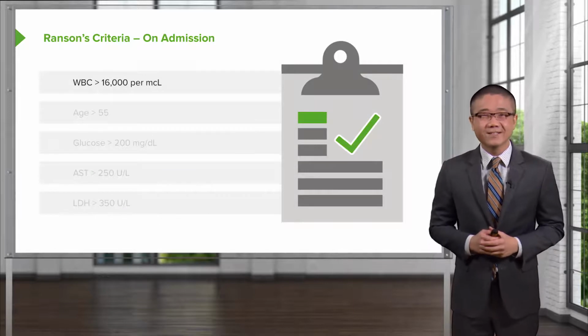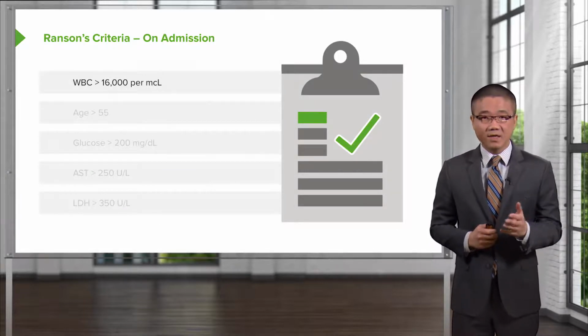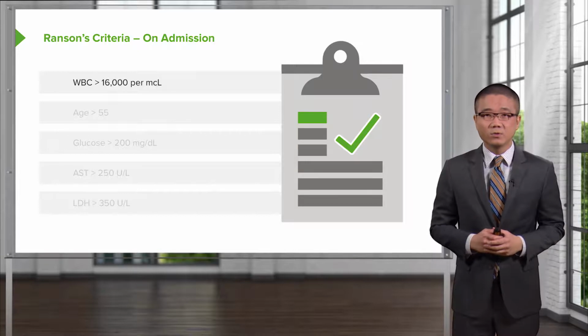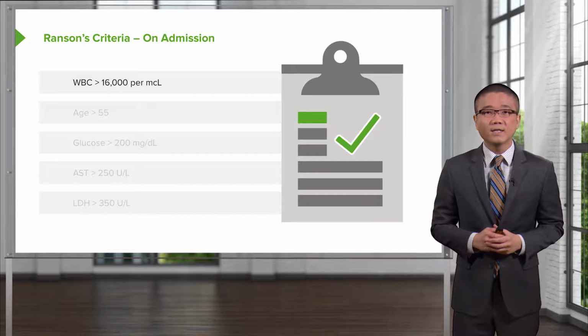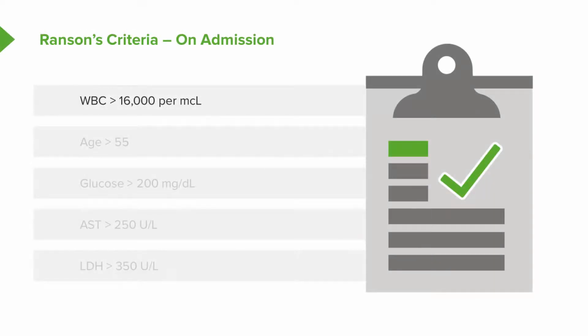It's important to note Ranson's criteria as a prognostic value for how the patient will do in the hospital with acute pancreatitis. Ranson's criteria is broken down into two parts. The first set of Ranson's criteria is determined on admission. These parameters include leukocytosis greater than 16,000, age greater than 55, glucose greater than 200, AST greater than 250, and LDH greater than 350.